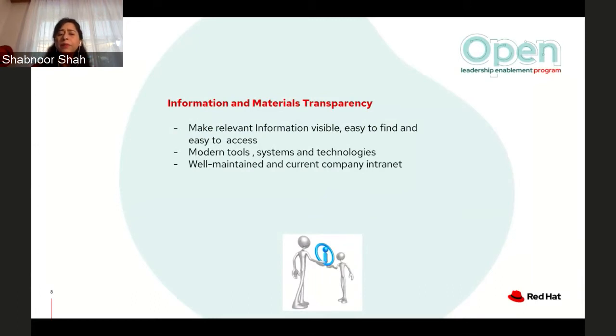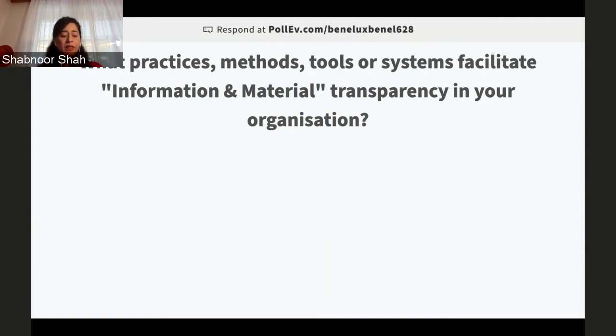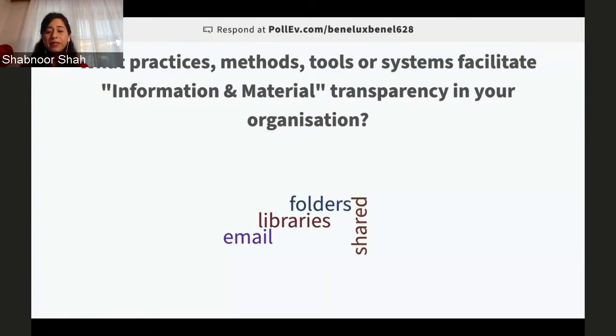So join me at the polls to share how information and material is shared, how transparency is shared in your organization. What are your practices within the organization? I'll give you a moment to think about it. Are there some good practices? I see that folders are shared. There is sharing that happens through emails. Libraries. Interesting.